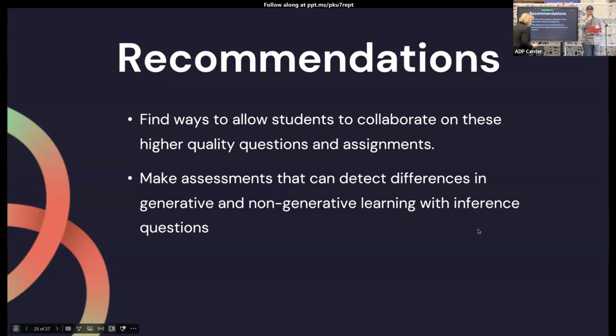And then we need to make assessments that could detect differences between generative and non-generative learning, with inference type questions, right? When I say generative, I also mean inferential, right? You have to make an inference to understand that question.